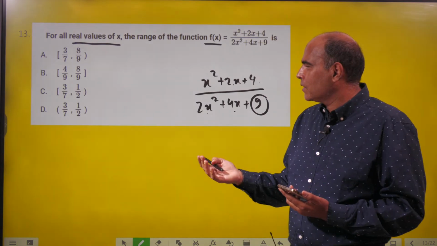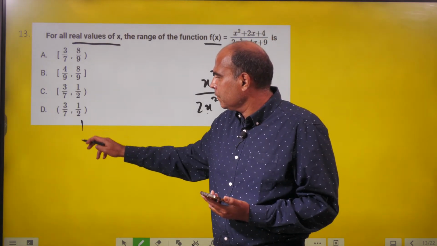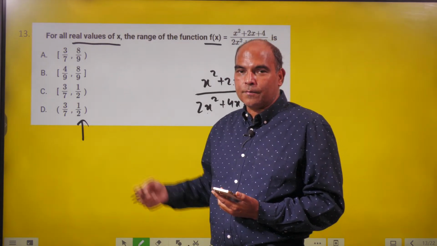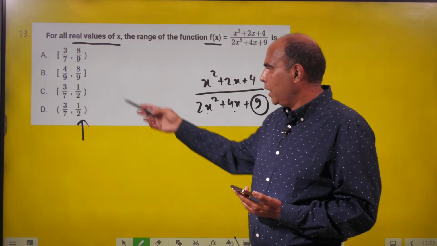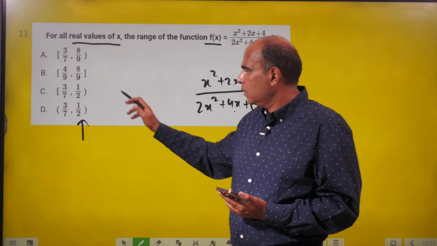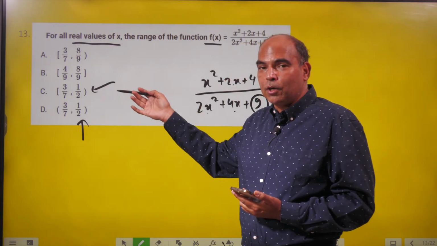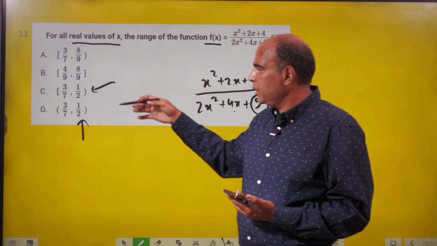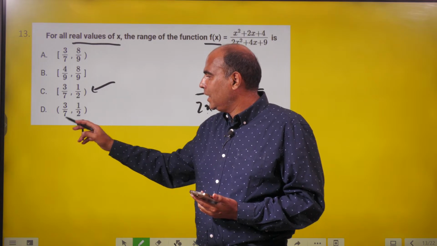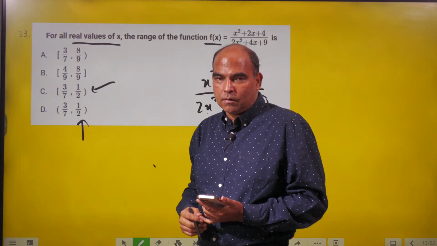So one thing is very visible, that this answer is either C or D. It can't go to 8 by 9, right? It can't go to 0.88 kind of value. So it's either C or D, because both of these are closing at 1 by 2 without including 1 by 2. Now the difference between C and D is, C tells me that 3 by 7 is possible. D tells me 3 by 7 is not possible.